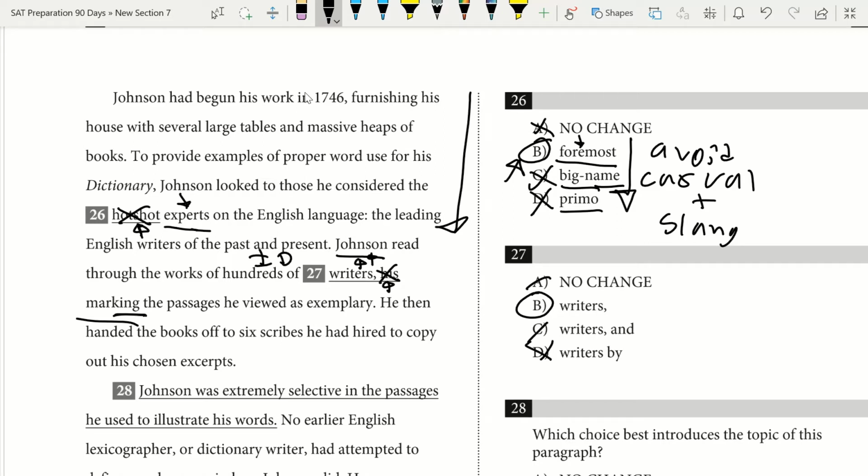If we were to use a comma and then say "and marking the passages he viewed as exemplary," "marking the passage he viewed as exemplary" isn't a sentence on its own, so I can't use a comma and to connect it. The next thing, "writers by," that would just create kind of redundancy. It wouldn't make sense if we were to say Johnson read through the works of hundreds of writers by marking the passages he viewed as exemplary. That "by" there, it's kind of unnecessary, and we want to avoid things that are unnecessary, so we'd want to get rid of that "by" as well. All right. So that shows us why B is correct, right?